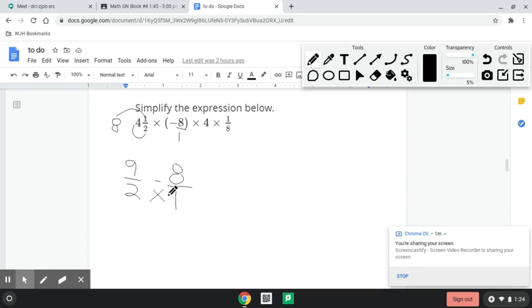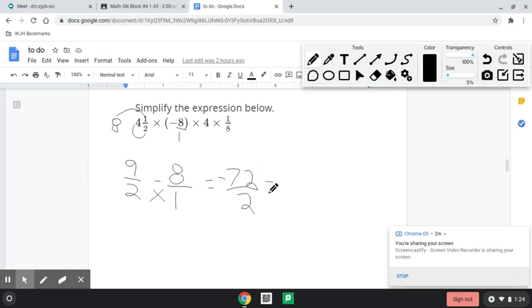There technically should be parentheses here, but it's too late now. I already drew it. So we multiply across: 9 times 8 is going to make 72, and 2 times 1 is going to make 2. And since we had a positive times a negative, the answer is going to be negative. So we end up with -72/2.